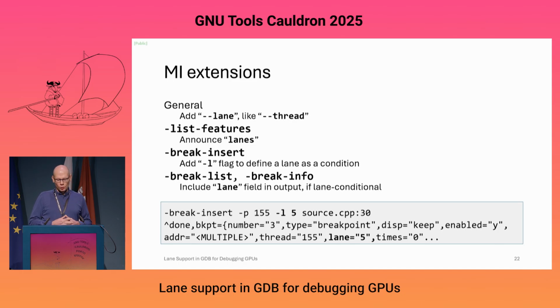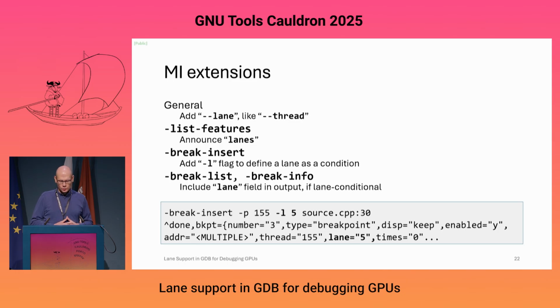There is already a --thread option, which the client can specify in order to set the context of a command. Then there would be a --lane option in order to set the lane context. The list-features command would announce that GDB now supports the lanes feature. And then for breakpoints, the break-insert command, which is used for defining breakpoints, would have -l to be able to define a lane condition.